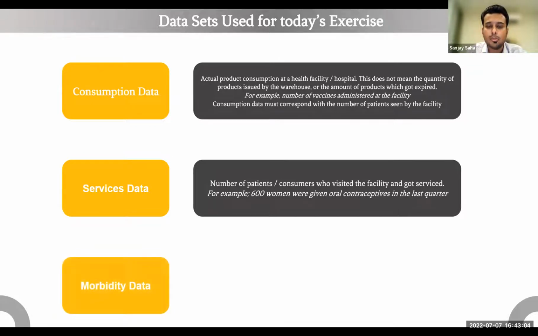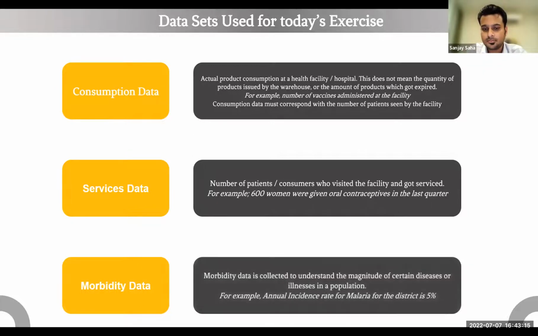And then finally there is morbidity data or surveillance data. Both are the same. We do surveillance to find out what the morbidity related to a disease is. This data is collected to understand the magnitude of a certain disease or illness in a population. For example, the annual incidence rate for malaria for a particular district is 5%. So 5% means that if a district has 100 people, then 5 people will have malaria in 1 year. This data is collected by the health authorities. They do sampling. They look at the data from the hospitals, from the health facilities, from the community itself, and they figure out these percentages of morbidity related to any disease.